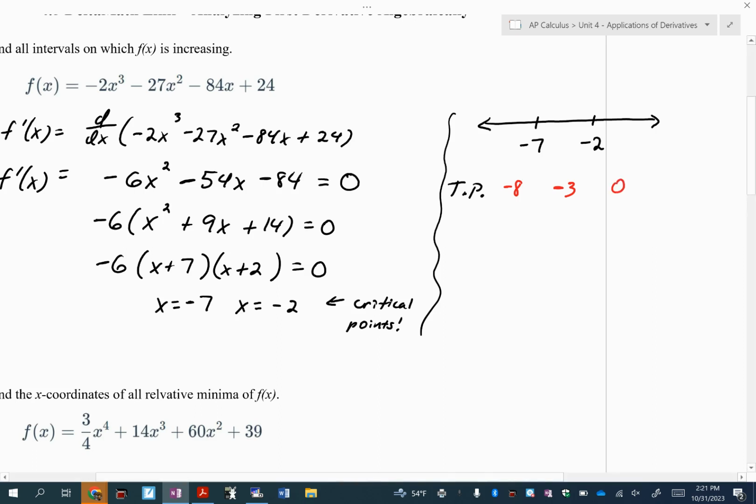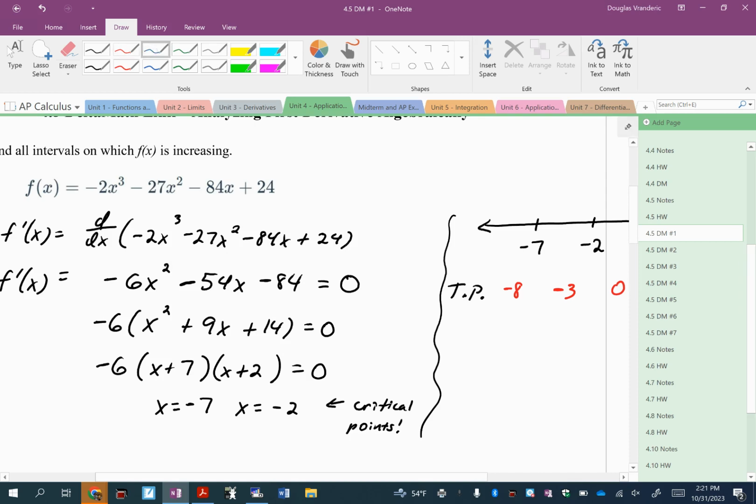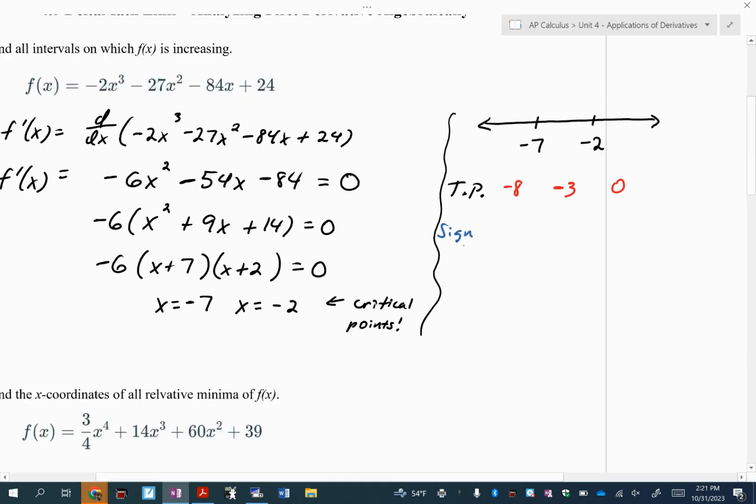If I can choose 0, I'm choosing 0. 0 is always, in my mind, easiest to plug in. Okay, you guys ready? So the next thing I write down is the sign of the derivative.